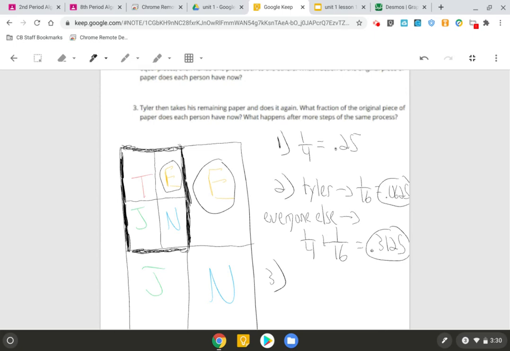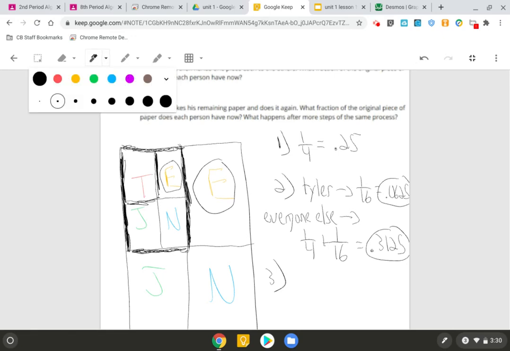Okay. Let's look at the third one. Tyler then takes his remaining paper. So now Tyler is now down. And actually, I'll use a different color this time.